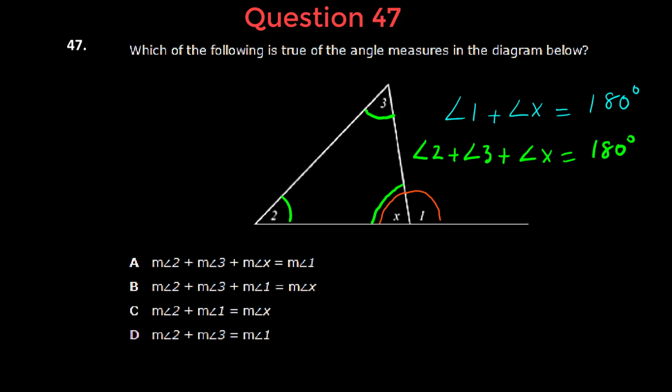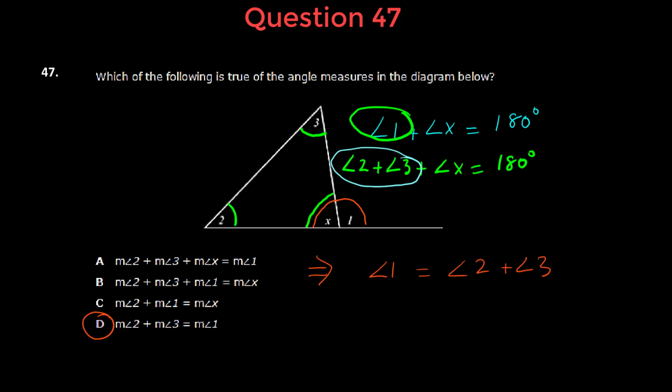So as you see, if you add angle x and 1, or angle x and 2 and 3, they will give you 180 degrees. So the circled angles should be equal to each other. The measure of angle 1 is equal to the measure of angle 2 plus the measure of angle 3, and this is given on answer choice D.